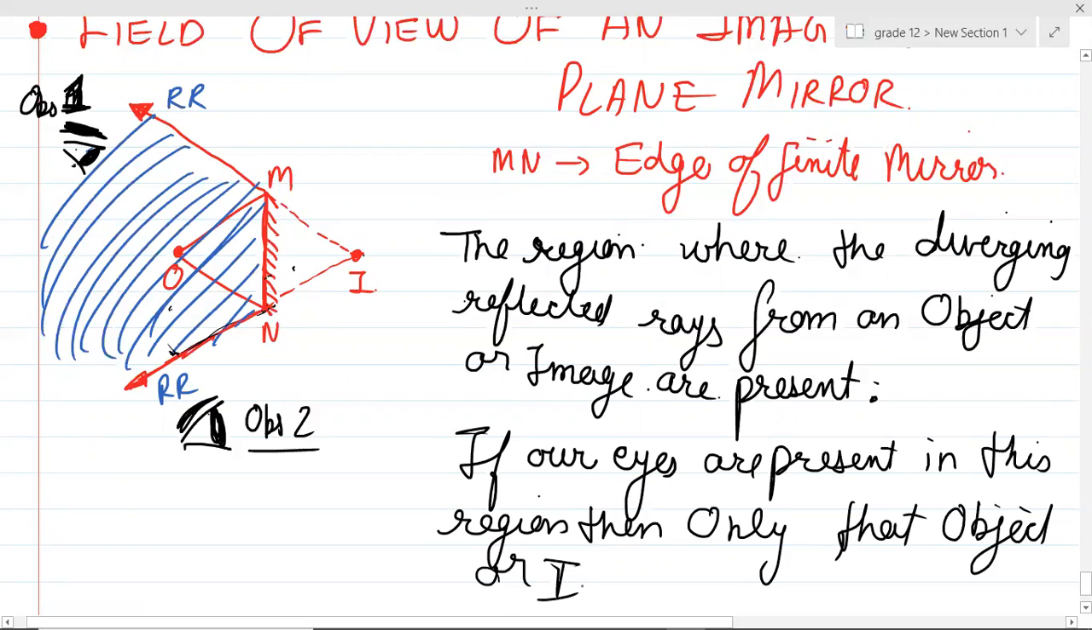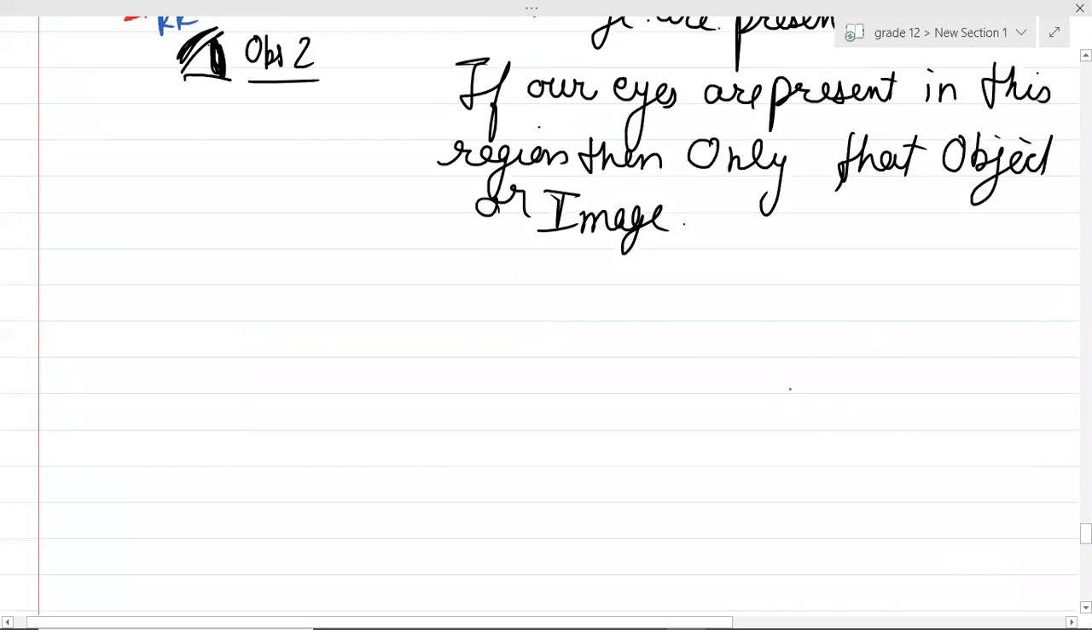or image. Sir, why are you using the term object again and again? This can be a virtual object as well, right? So if I want to see this virtual object, then again I need to be in the field of view of what? Are you getting my point, guys? Yes, sir. So if my eyes are present in this region, then only the object or image will be seen.